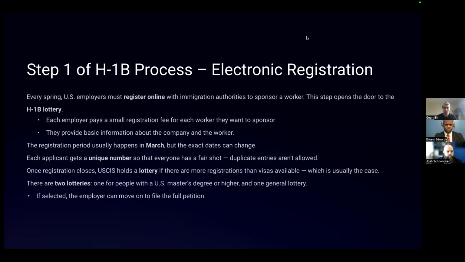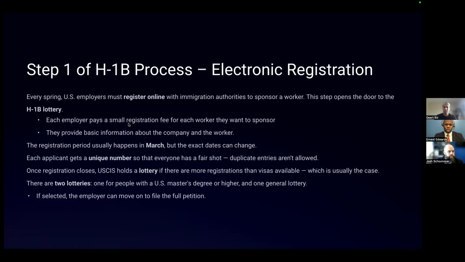As mentioned before, the first step is the H-1B electronic registration. Each employer has to pay a registration fee for the workers they want to sponsor. This last year, it was $215 per person. With the registration, you provide basic information about the company and the worker. Each applicant gets a unique number, so you get a fair shot. You can't enter the H-1B lottery more than once. You only get one shot at being selected in the lottery.